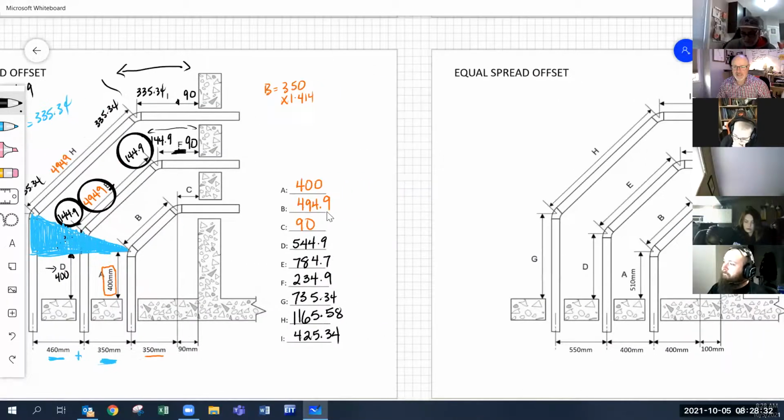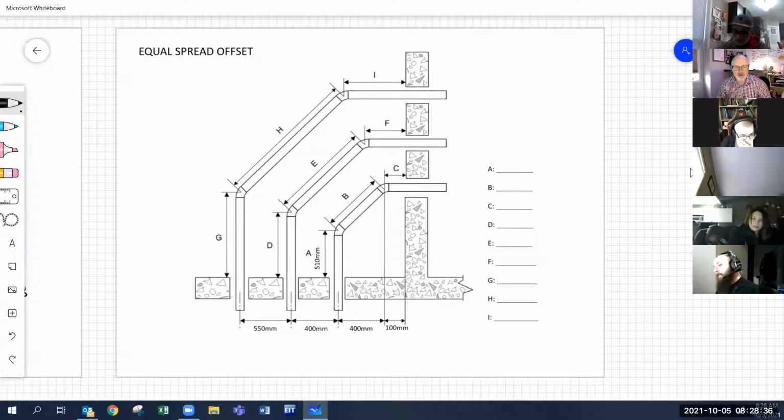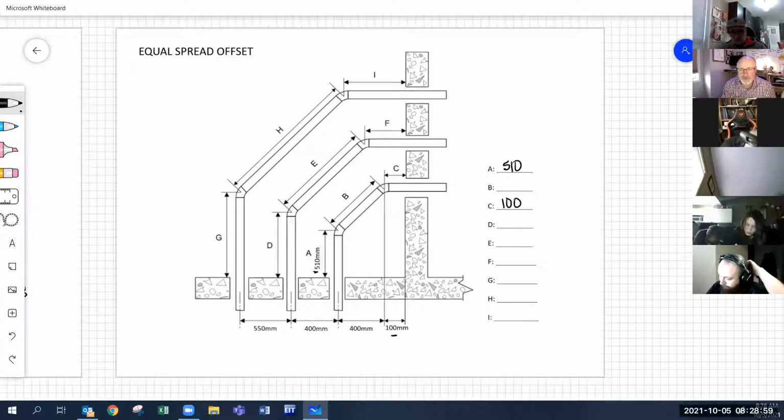Okay, so the next equal spread offset we're going to do is right here. You should have that with you. Before I begin, I write in some of the numbers that I know. So I know what A is, 510. I know what C is down here. C is 100.